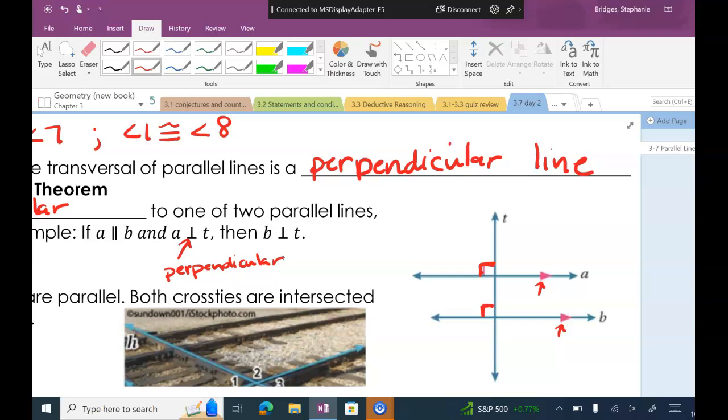If your lines are parallel, these relationships happen. Alternate interior, alternate exterior, and corresponding angles are all going to be congruent. If my lines are parallel, same side interior and same side exterior are going to be supplementary. And we need to know that because we're going to be finding missing angle measures based off of having parallel lines and transversals.